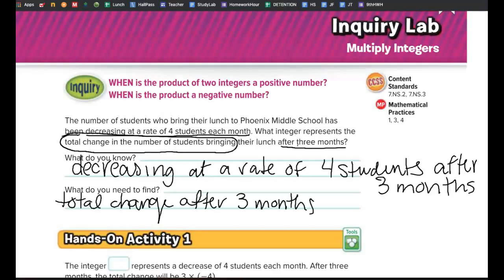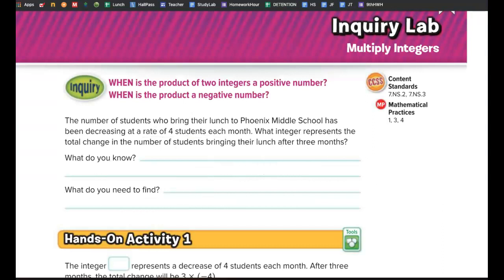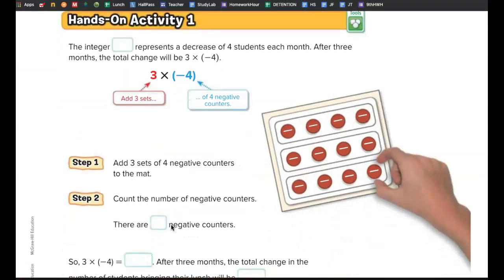So going back to our problem, it says the hands-on activity, we need to write an integer that represents a decrease of 4. What's an integer that represents a decrease of 4? Negative 4. So let's write negative 4 right there. So negative 4 represents the decrease each month. Each means what? Add, subtract, multiply, divide. Each.